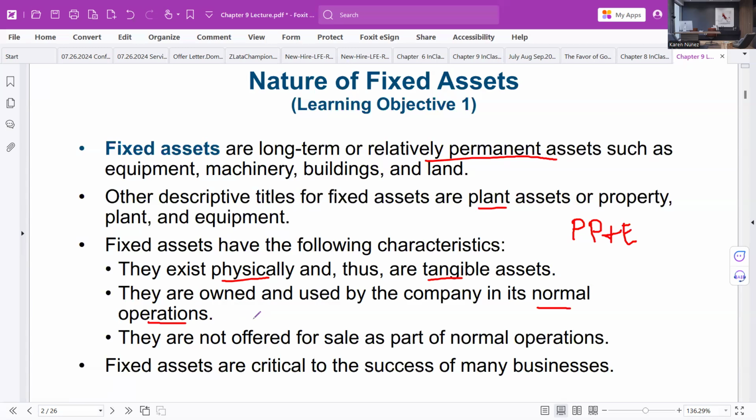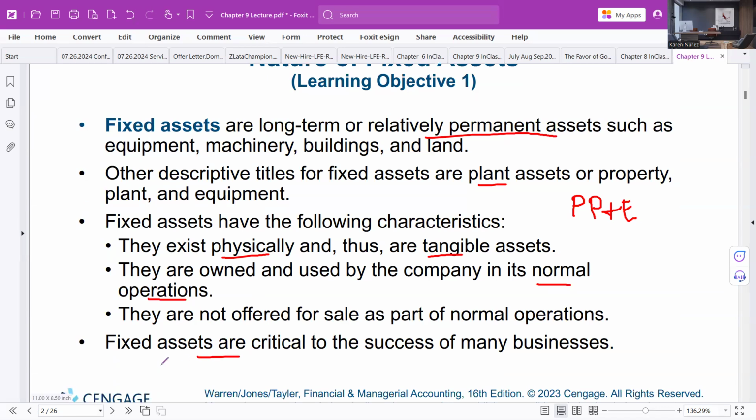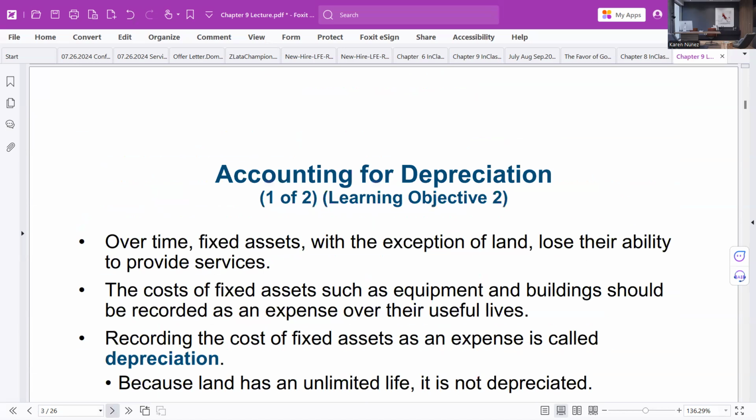Normal operations meaning whatever they're in business for. If they are providing services or providing product, those assets are used to provide the services or to provide the product. The assets are not being sold for a profit. They're being used to help generate profits. And those fixed assets are critical to the success of the business.